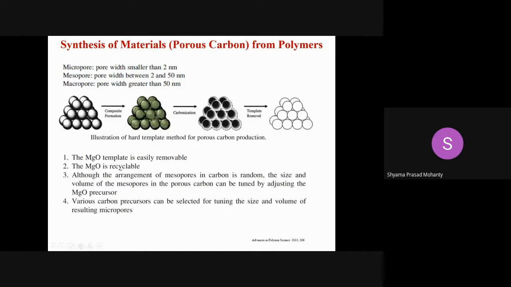So the magnesium oxide template is more easily removable. That's why it is used. It is recyclable. Once you dissolve this magnesium oxide in any acid, then you can again utilize it for producing magnesium oxide. So we can tune the size and volume of the resulting micropores.